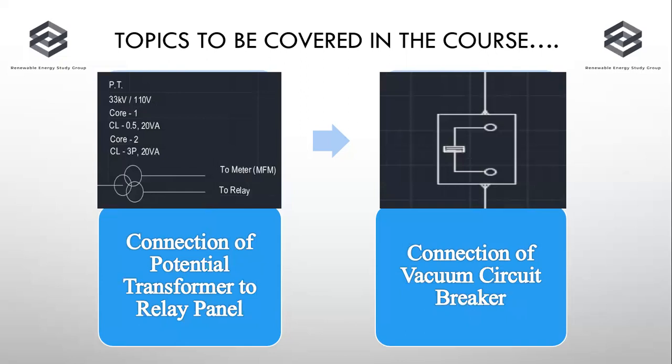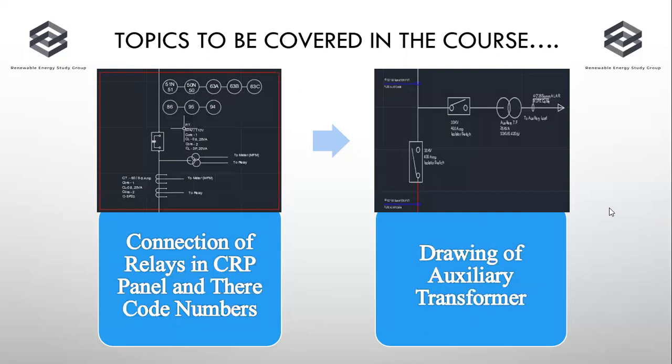So these parameters will typically cover the symbols of the particular CT and PT transformers. Next thing we're going to show is the connection of the vacuum circuit breaker, where we have to show this vacuum circuit breaker and what the electrical symbol for showing it is. Also, we're going to see what kinds of different relays there are in the CRP panel, what the code numbers of the available relays are, and how we show one CRP panel consisting of the MFM meter, CT/PT, vacuum circuit breaker, and the relay of the particular circuit.